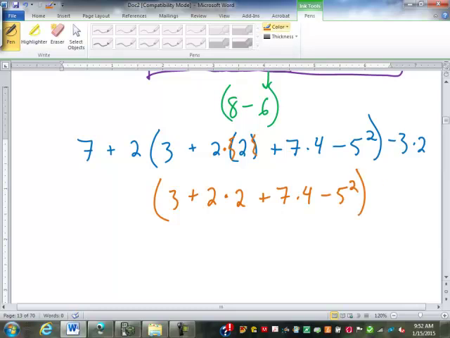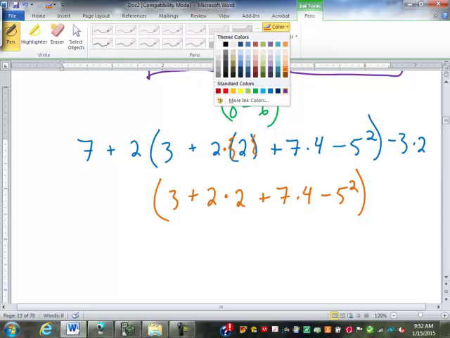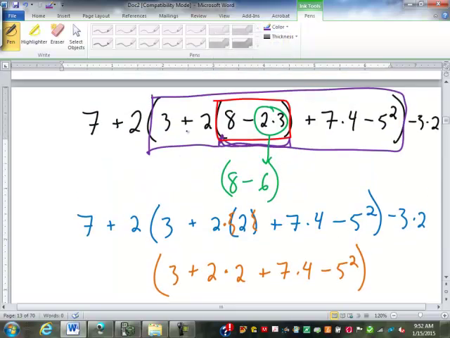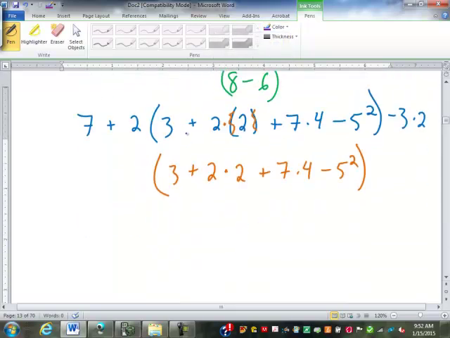Now I'm working inside that next set of parentheses, the purple box up here. Inside there, order of operations still applies. Any other enclosing symbols? No. Any exponents, powers or roots? Yes, there is. 5 squared is 25. So we take out the 5 squared, replace it with 25, and everything else stays the same.